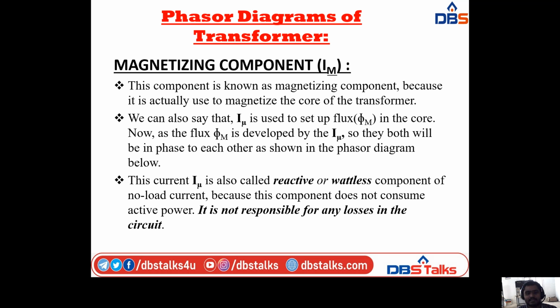Firstly, the magnetizing component. This component is known as the magnetizing component because it is actually used to magnetize the core of the transformer. To magnetize the core of the transformer, we have to take this magnetizing component. We can also say that I mu is used to set up flux phi m in the core.